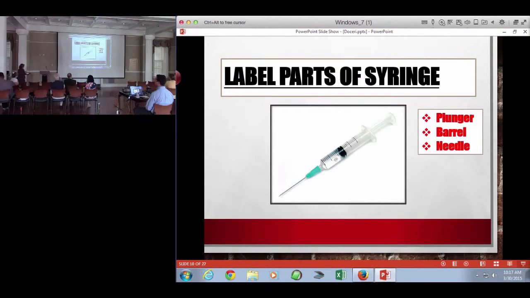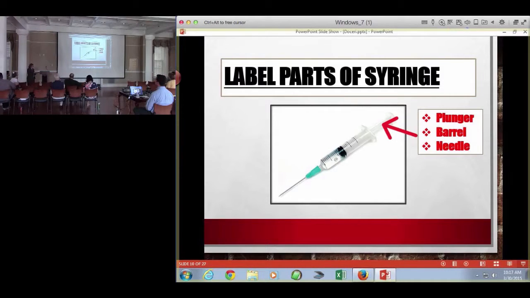Then we have to teach them the correct parts of the syringe before we start letting them give shots. So I could ask them to find the plunger, draw an arrow to it, the barrel, and then the needle. Okay.